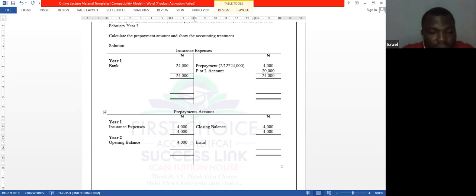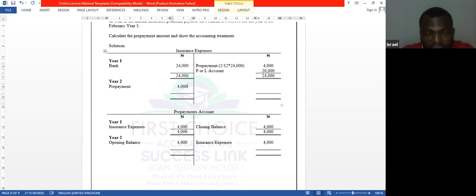Insurance. You credit the prepayment account by what? 4,000. Then you debit that by, let's say, prepayment. Sorry, that should be year 2. Prepayment of what? 4,000. Now we have written it back.